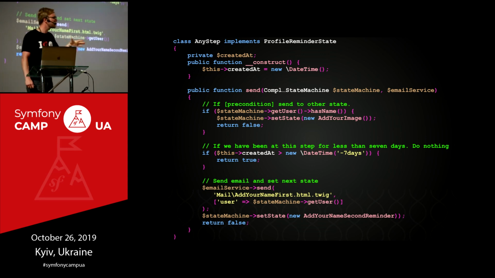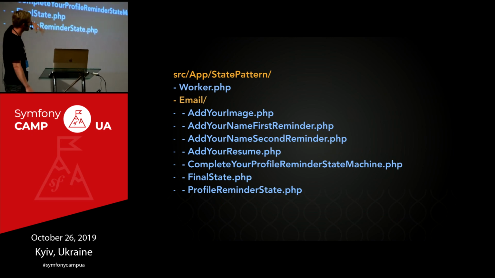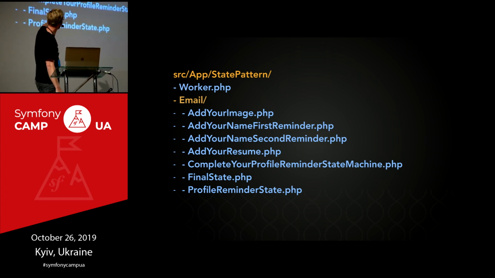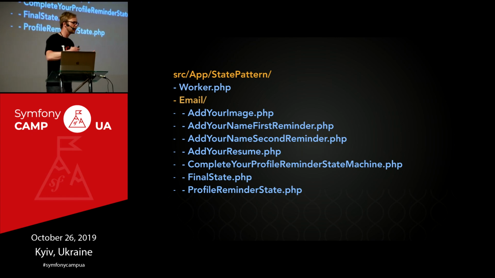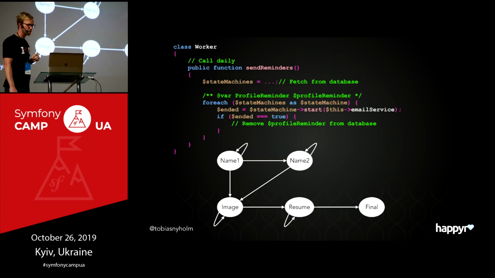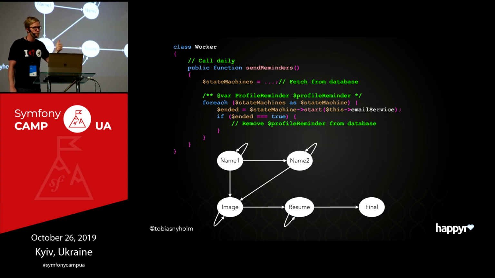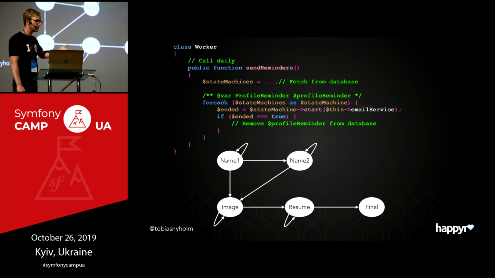Does it kind of make sense? Not crystal, but kinda. And then I add a bunch of states like this: add your name again, add your resume, add your profile picture, and yada yada yada. And with all this logic, I can finally write my worker like this. So let me quickly summarize the state pattern. You have one class for each state, one method in all states, and each state defines the next possible states and what to do.